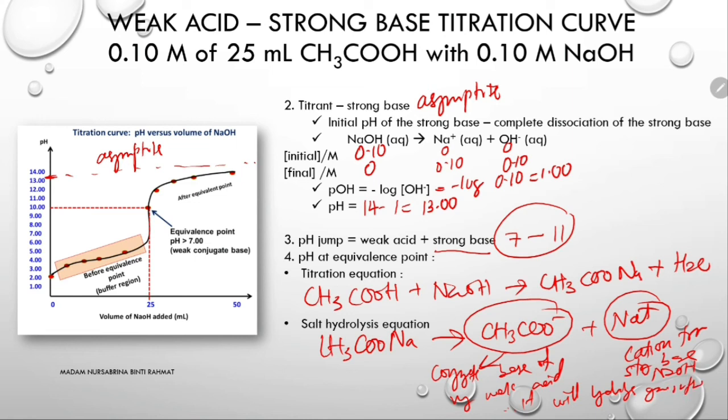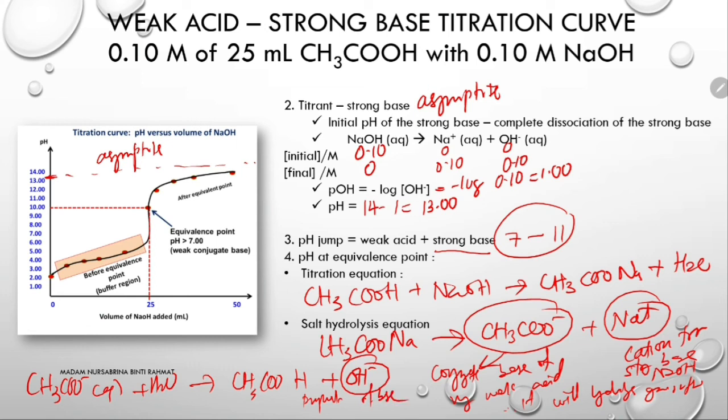Okay, so let's write down the hydrolysis equation of our conjugate base. CH3COO minus plus H2O produces CH3COOH plus OH negative. So throughout the reaction, it produces OH minus, which is the property of a base. That's why the salt formed here is a basic salt. Since it's a basic salt, the equivalence point must be more than 7.